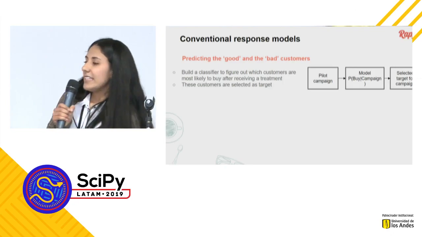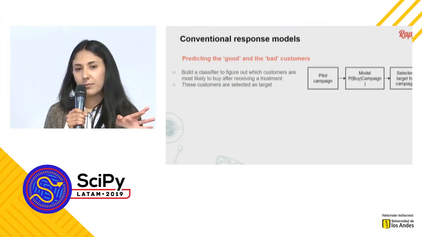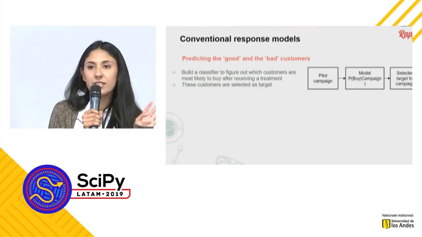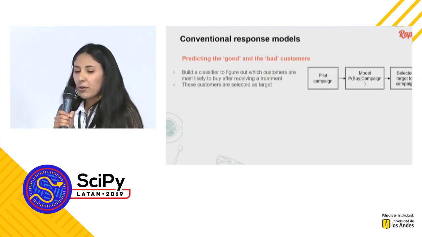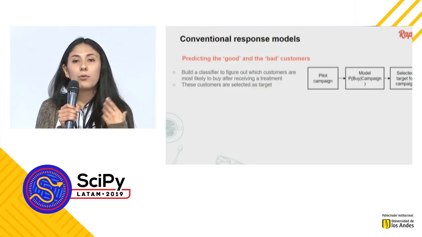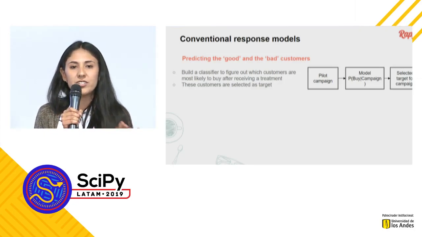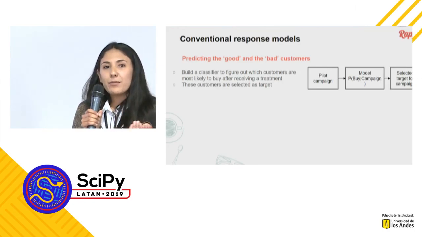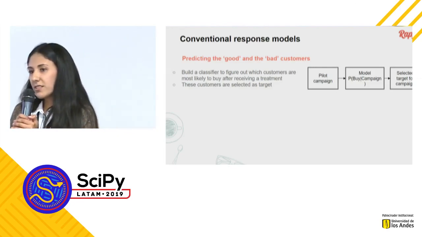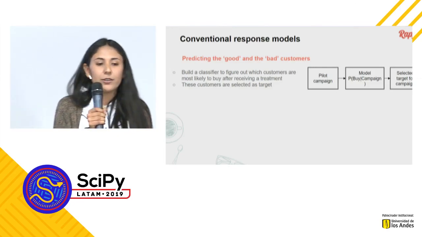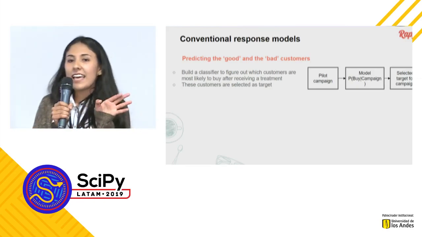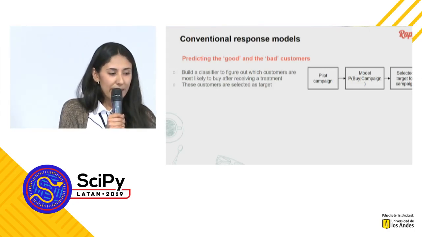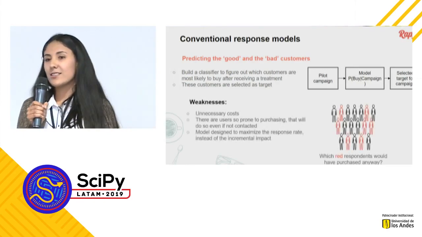So, well, this is the conventional way in which these problems are solved. So the conventional way is predicting which are the good customers and which are the bad customers. So usually what companies do is making a pilot campaign in which they contact some customers. Then with the data of this pilot campaign, they build a model for predicting the probability of response given that the user was contacted with the campaign. And finally, the users who have a high probability of buying with the campaign are the ones who are selected for the campaign. However, this methodology has some weaknesses.